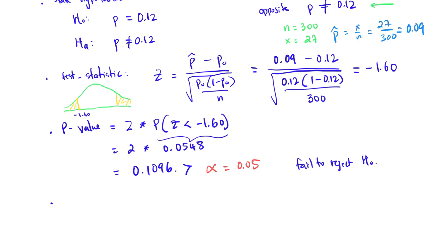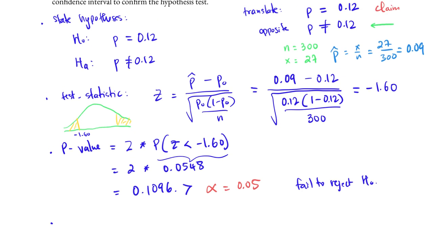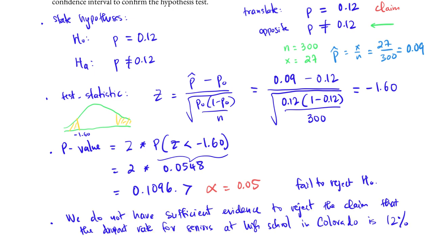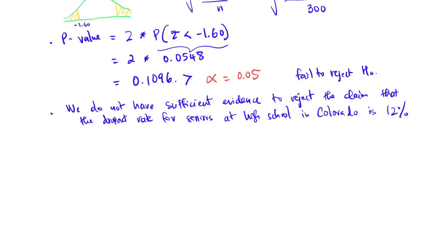Remember that the null hypothesis was the original claim. We write the statement: we do not have sufficient evidence to reject the claim that the dropout rate for seniors at high school in Colorado is 12%. The original claim is that the dropout rate is 12%, but we failed to reject this, and so we simply do not have evidence to reject this. We use the p-value method to make the decision, to draw the conclusion.